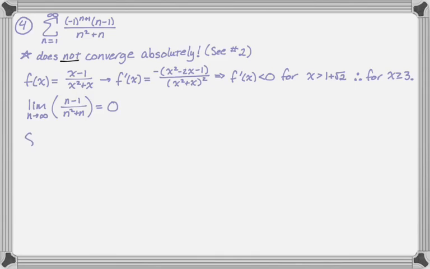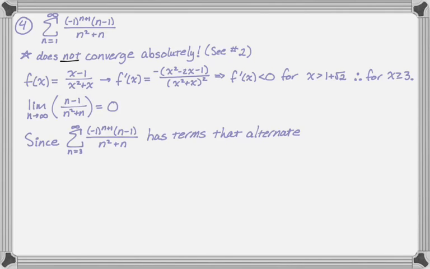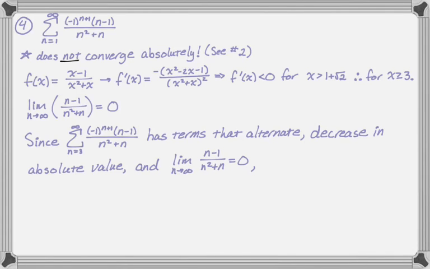So I'm going to say, since, here I'm going to go from 3 to infinity, because that's what I need for decreasing. So it has terms that alternate, and then we did the work to show that they decrease in absolute value, right? So they decrease. And we also found that the limit of the nth term is 0. So those are the three criteria for convergence by the alternating series test. So we can say that the sum from 3 to infinity definitely converges by alternating series test.